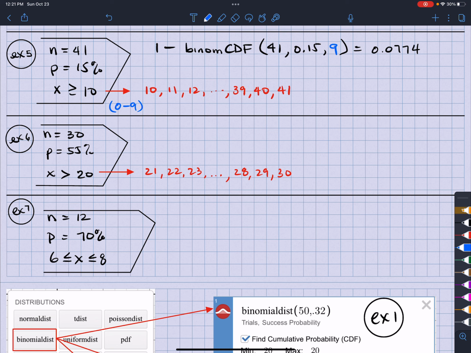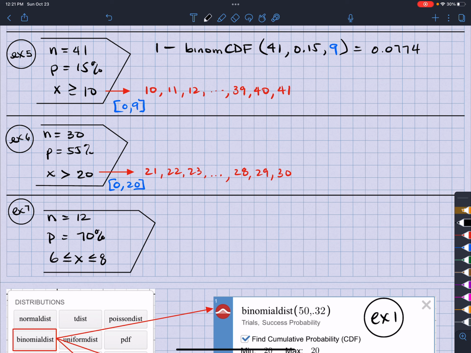I can get from 0 to 20. I guess I should do it that way instead. Let me erase this here and say it's from 0 to 9, right? So these tend to happen with the greater than signs. So I can find the binomial CDF of 0 to 20 and subtract it from 1, and that will give me the rest.